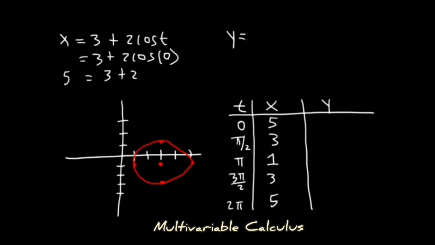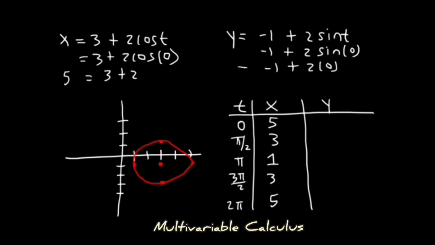Now, let's move on to the other one. y is equal to negative 1 plus 2 sine t. So let's start by replacing t with 0. Sine of 0 is 0, and so negative 1 plus 0 is just negative 1.